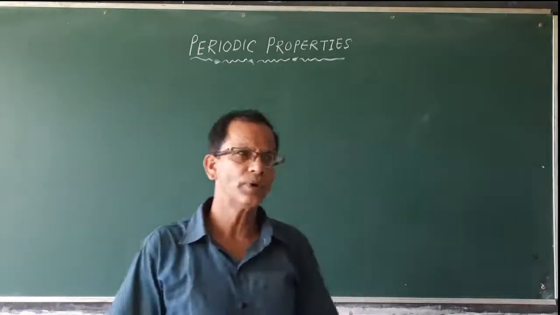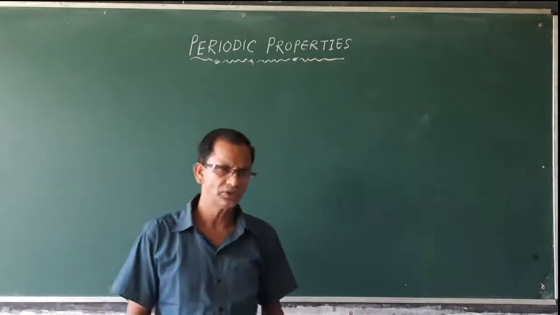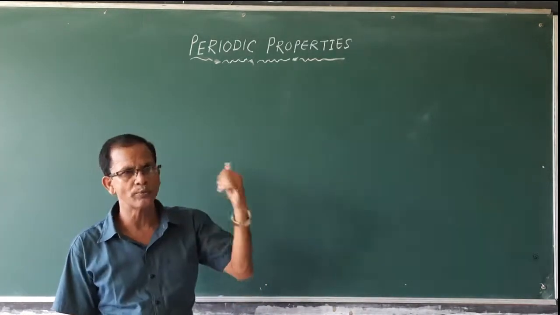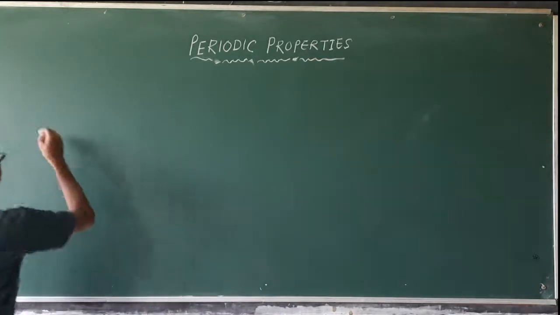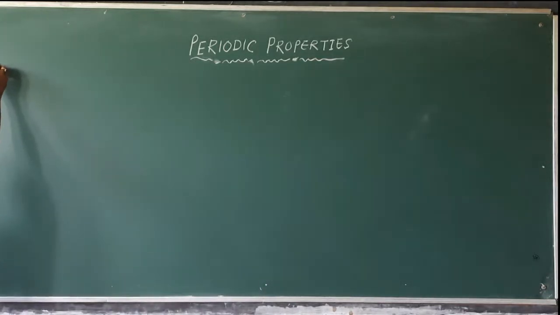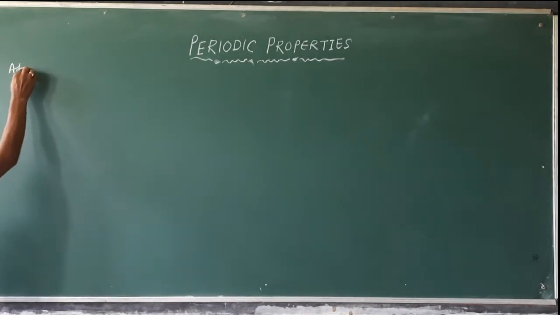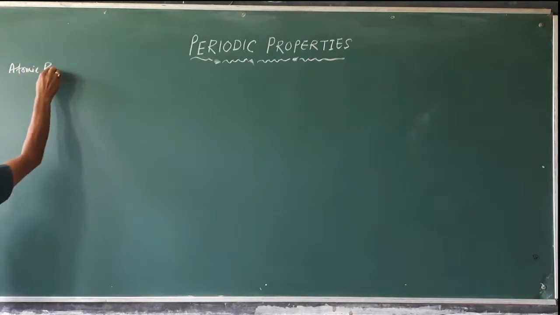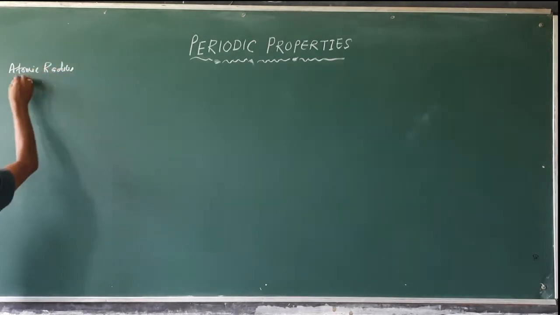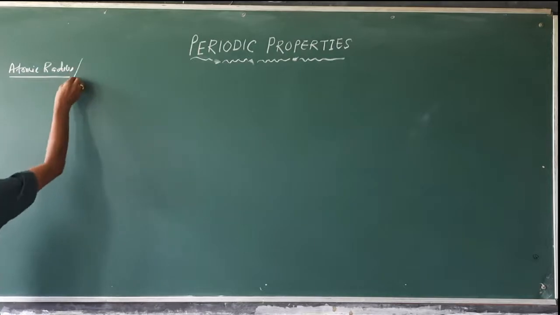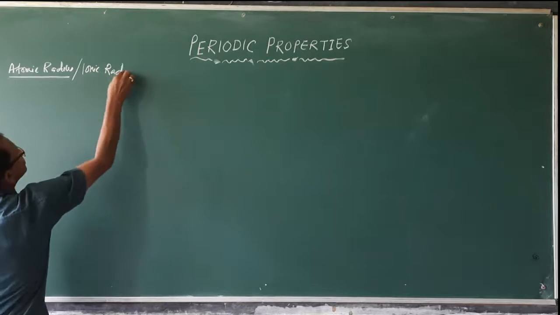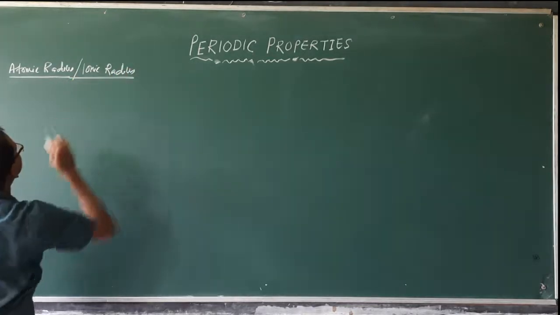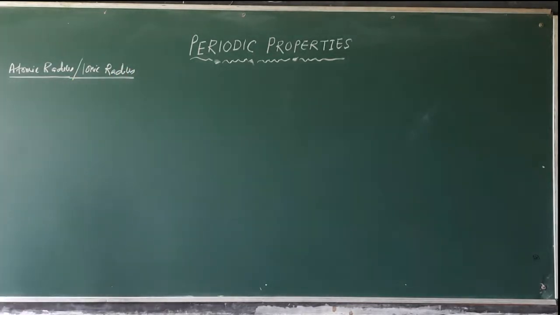What are the periodic properties? How do they change along the group and period? Let us discuss. The first periodic property is atomic radius. That is, ionic radius also you can call. Atomic radius and ionic radius.